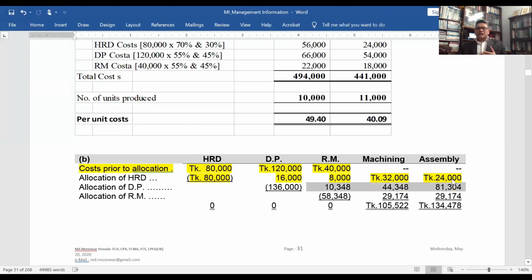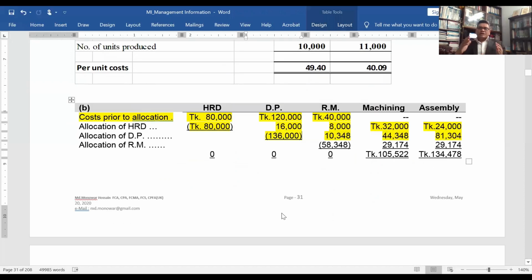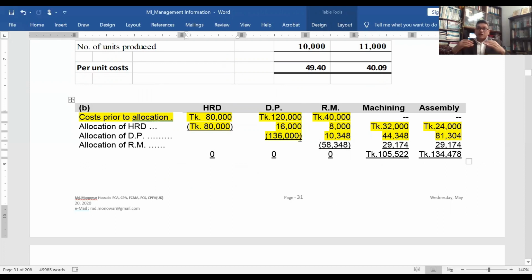So this way you allocate, then it comes here. Look, this is the total amount. And here the round-up, because we have to close the data processing department cost. So look here, it is a step. This is the step down, one by one. So first HRD is closed, then allocating the data processing, now closed, and now remaining is the risk management department.